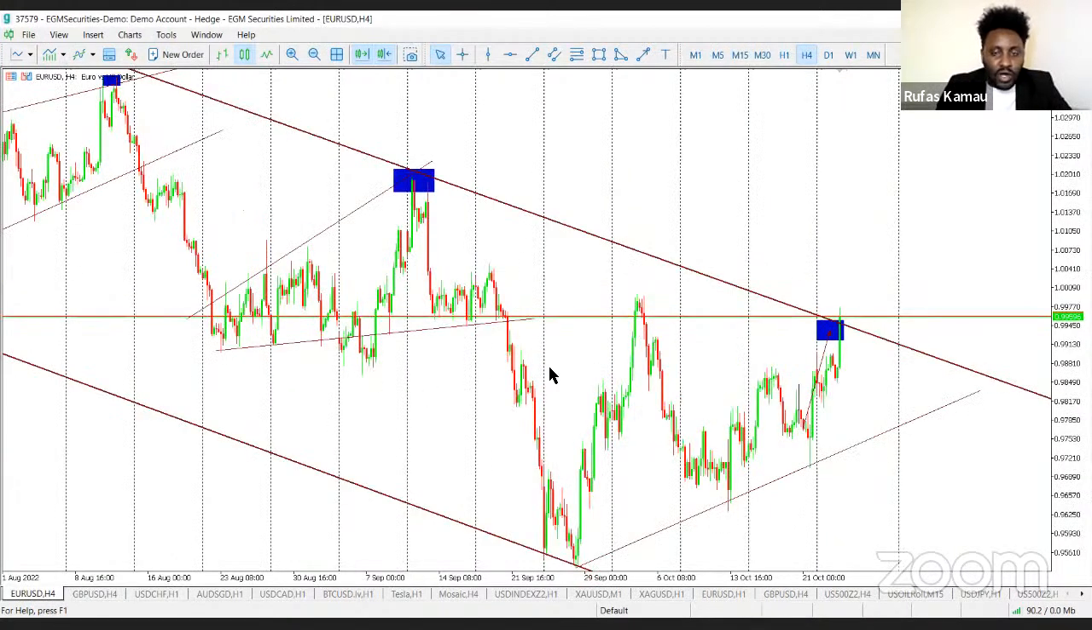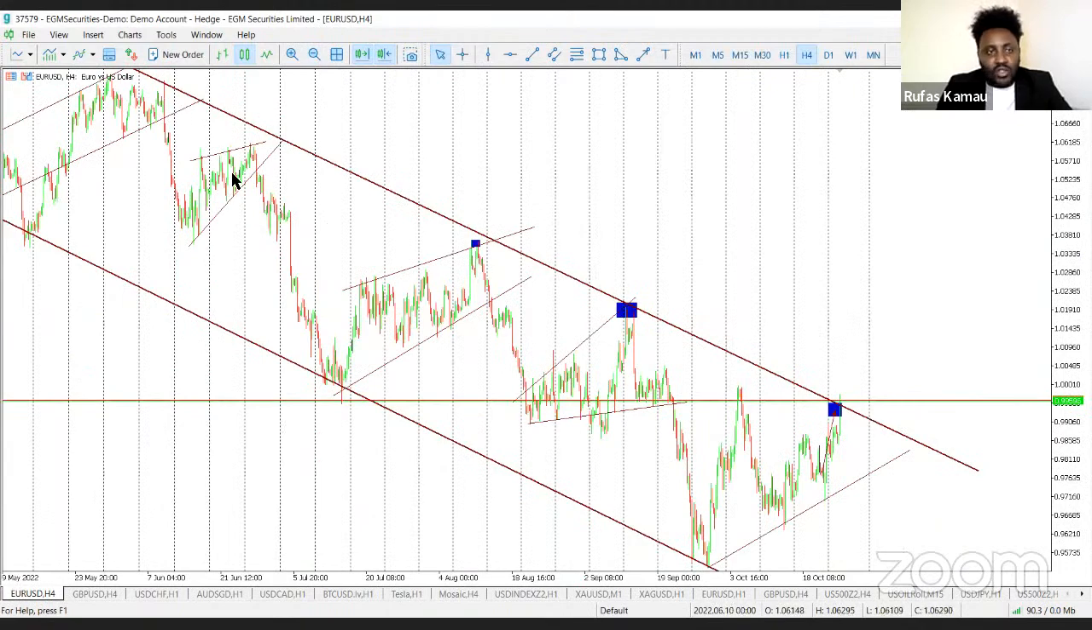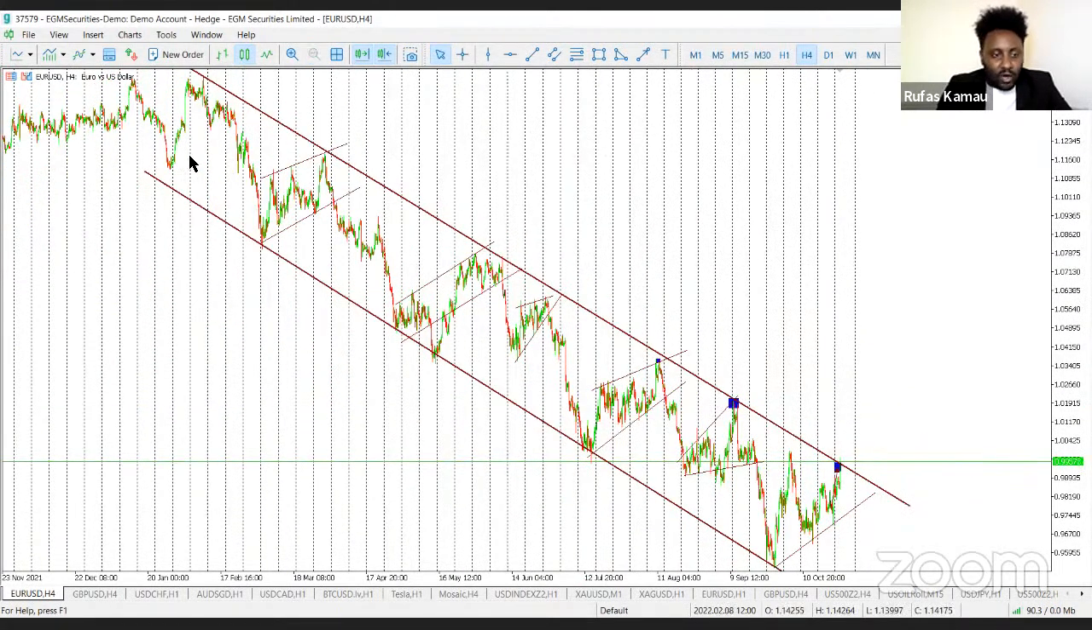If you look at Euro USD, it was largely trading in a bearish channel. You can see the consistency in this particular channel, and this has lasted a long time since January of this year. So this is the first time that the Euro USD is breaking this upper trend line.